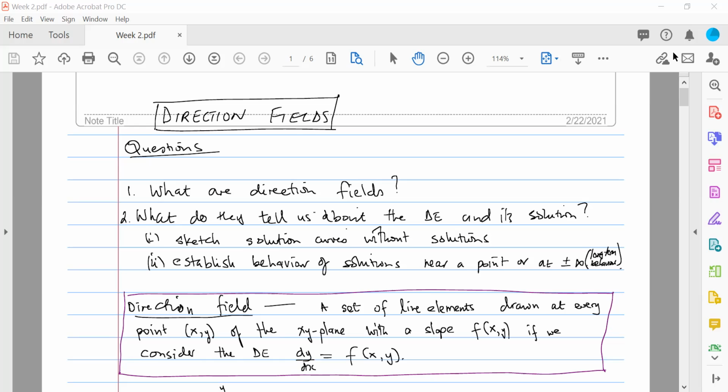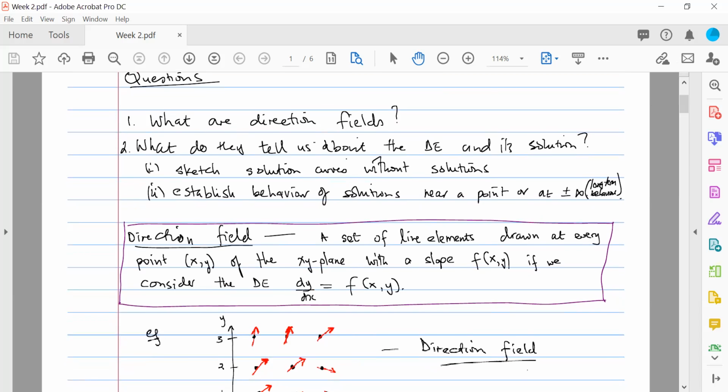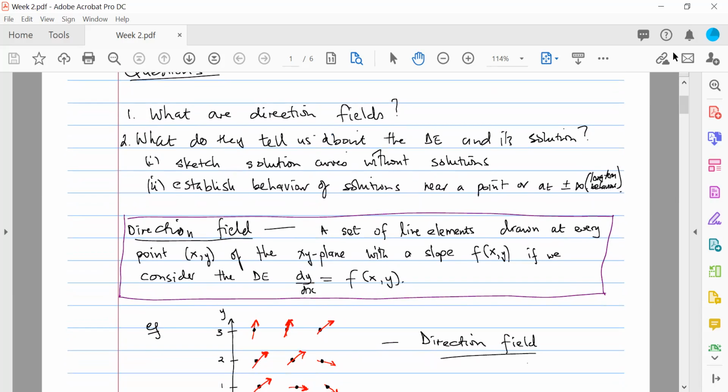And of course, once you have those solution curves, they can give you an idea of how the solution behaves close to a particular point, or at infinity or minus infinity. When we talk about behavior at infinity and minus infinity, we are talking about the long-term behavior. In other words, what is the limit of the solution as x approaches infinity or as x approaches minus infinity? That's long-term behavior. Okay, so we will start off by defining a direction field.